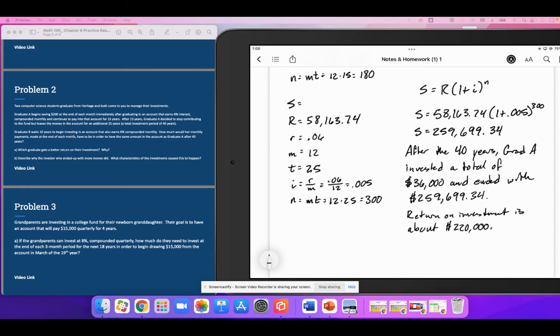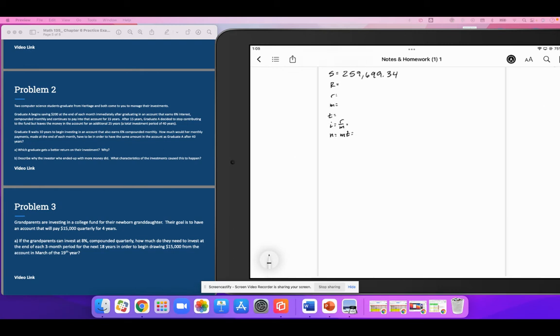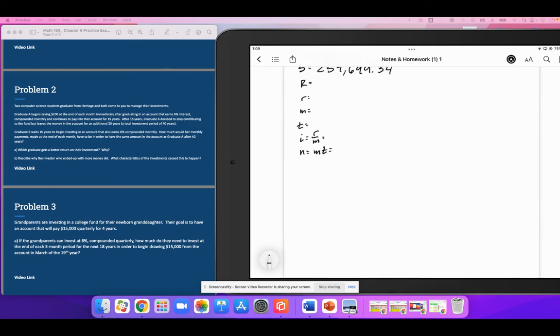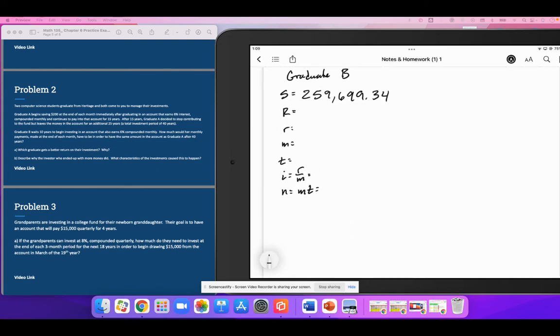And I'm going to change my pages and get this ready to go for graduate B. Okay, so I've already set up my SERMTIN and I filled in that we need $259,699.34 in the account. That's how much graduate A ended up with. And graduate B is trying to catch graduate A. Graduate B wants to know, how much do I need to put away monthly in order to make that happen? And that person has 30 years to get it done.